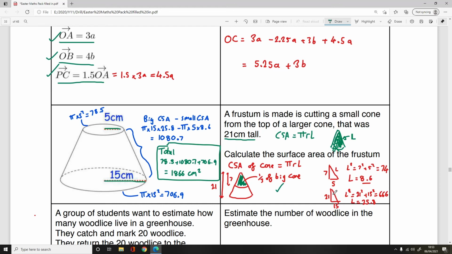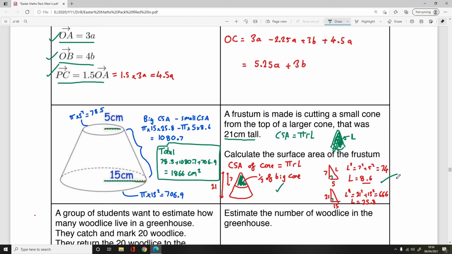Then, because I don't need the height for the surface area, I need the diagonal, I needed to use some Pythagoras. So I drew a little cross-section of the little cone and the big cone. Little cone, height of 7, radius of 5. Big cone, height of 21, radius of 15. And you can use Pythagoras to work out the side of the diagonal. L squared is 7 squared plus 5 squared. So we got that it was 8.6 for the little cone and 25.8 for the big cone. I guess you could have worked out one of those and then divided or multiplied it by 3 to get the other. Anyway, so we've done that.